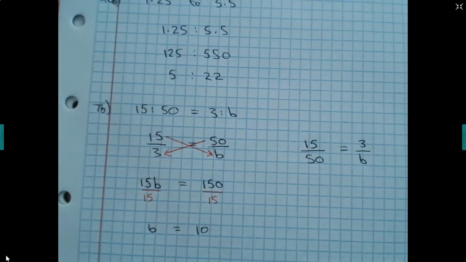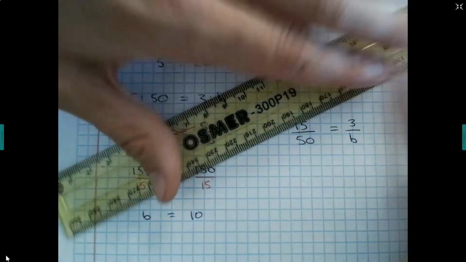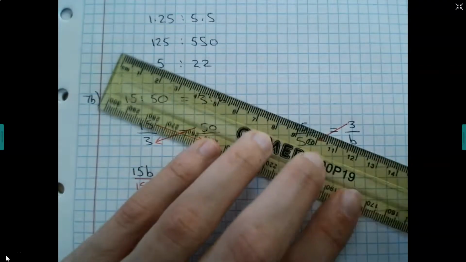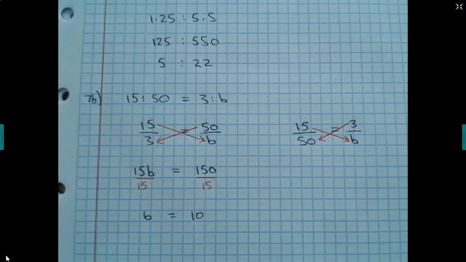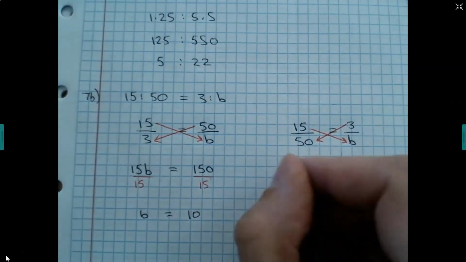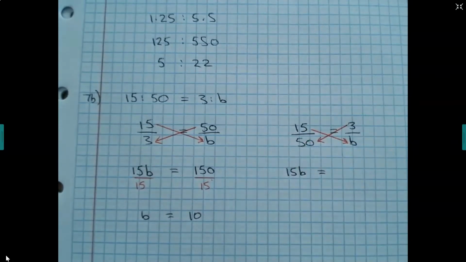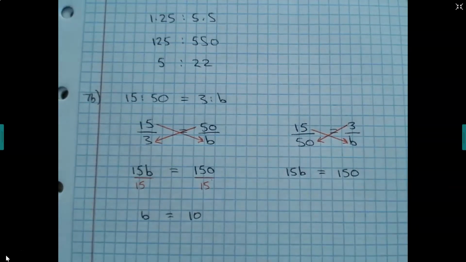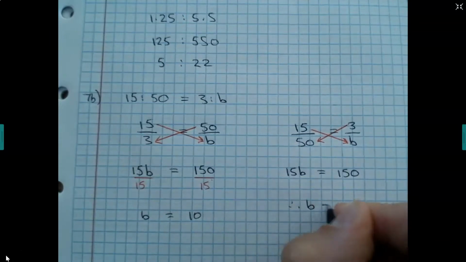Or, let's have a look at this one and let's see if we get the same thing. So if I do the cross multiplication here, again, see how I'm going to have 15 times b is equal to 3 times 50, which is again 150. Can you see that that is the exact same thing as what we had initially? Therefore, b will be equal to 10.